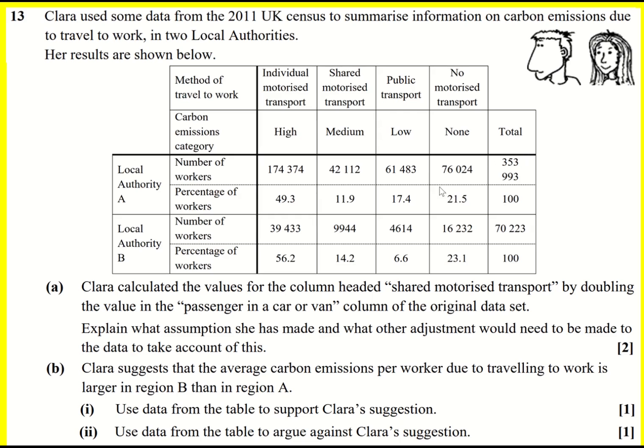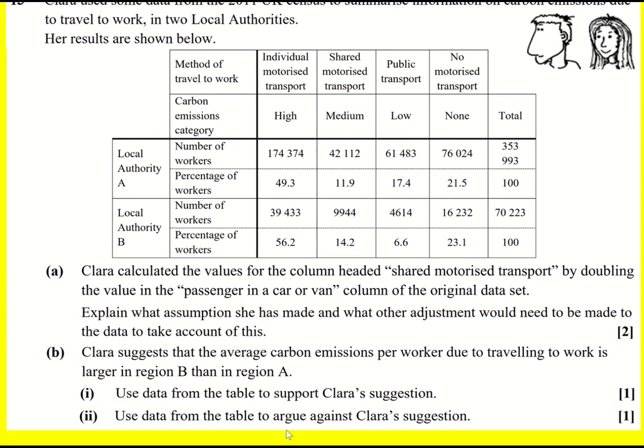Large data set question here, and actually, this is one where it's quite difficult to do without having seen the large data set and spent a fair bit of time on it. So, part A, Clara calculates the values for the column headed shared motorized transport by doubling the value in the passenger in a car or van column of the original data set. Explain what assumption she has made and what other adjustment would need to be made to the data to account for this. Well, I'm going to show you the bit of the large data set actually.